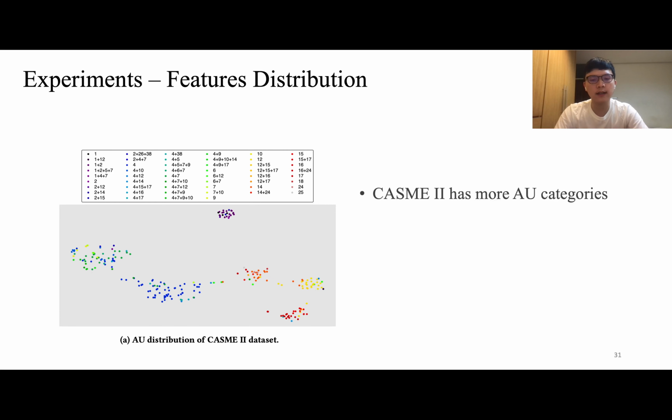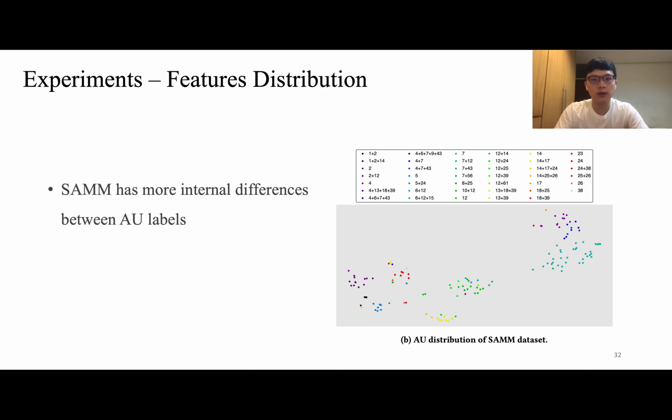And here are some interesting findings. Casimir-2 has more AU categories. However, SAM has more internal differences between AU labels. So this is why using region replacing provides more information to training, because using region replacing, we can bring more internal information about the AU labels to our model, because we just exchange the facial features, and the facial image can reveal more, it's related to the AU label. So this is why SAM can benefit more than Casimir-2 from region replacing.